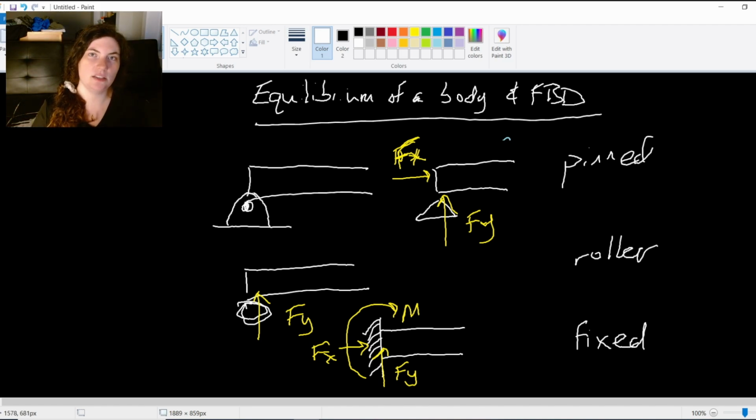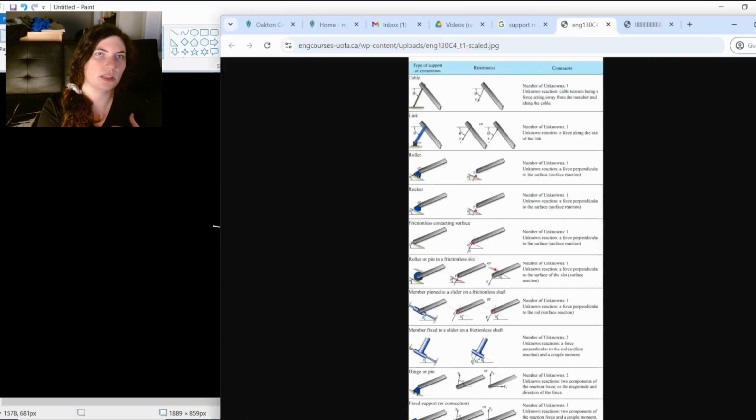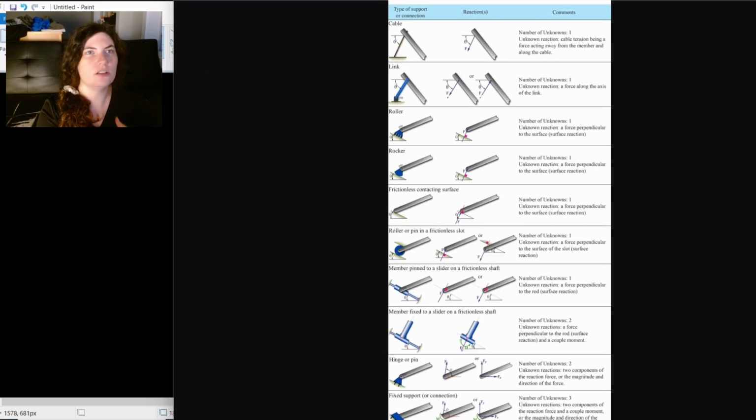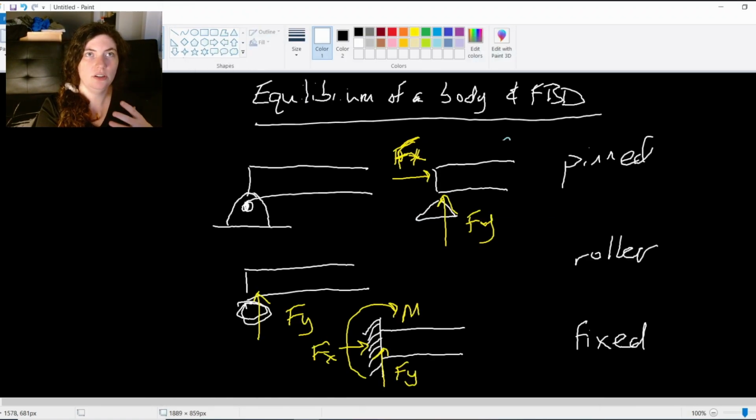So these are the main support reactions we see for bodies. There are several other ones. There's a full table in your book. It looks something like this and tells you all sorts of different ones. There are rockers, there are frictionless surfaces, there are other forms of fixed members and hinges, and lots of different options. But the ones here are the three most common ones that you're going to come across. So we include these in our free body diagrams when we're drawing these for our rigid bodies.